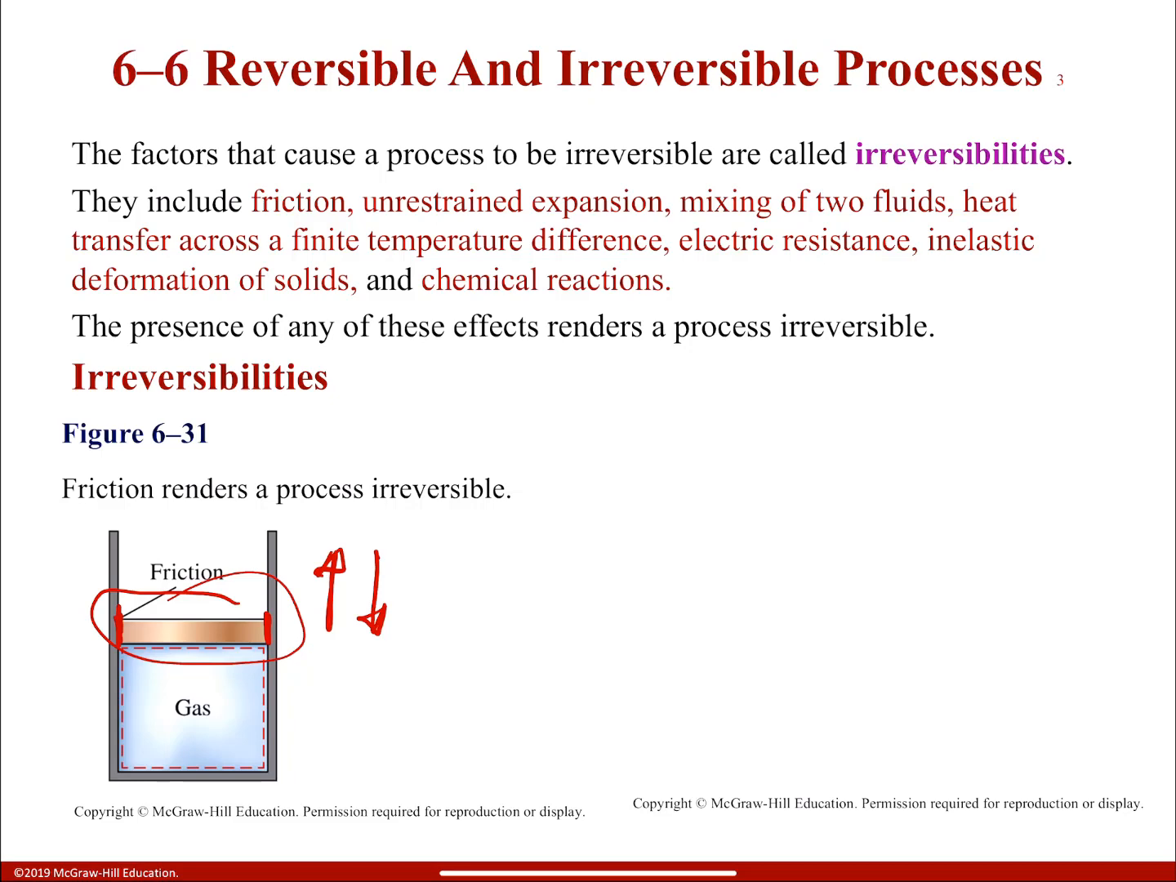When you're expanding or mixing two gases, the same thing will happen chemically speaking. So the factors that cause your process to not be perfect are called irreversibilities. And you're going to hear that from now on, because the irreversibilities are directly connected to the entropy. So, moving on.